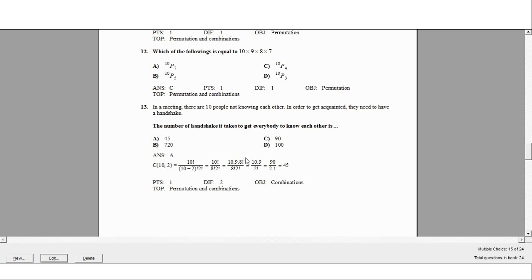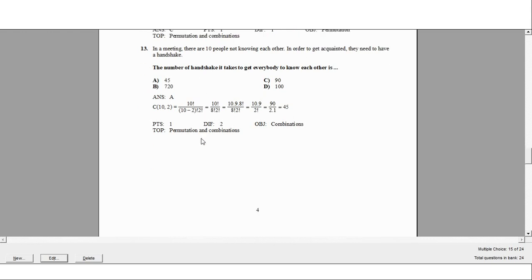So after that, you just cancel 8 factorial, and then remain 10 times 9 over 2 factorial, right? So 10 times 9 is 90, and 2 factorial is 2 times 1, which is 2. So 90 over 2 is 45. So in handshaking from 10 people, it will be 45 handshakes. Okay, so this one is using the concept of combination.